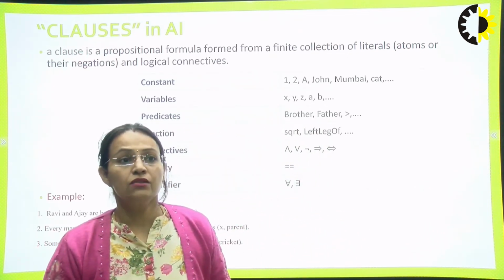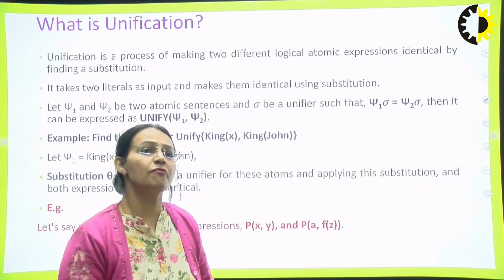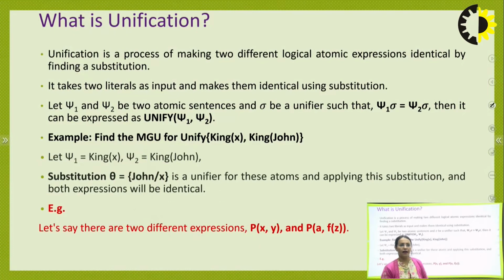Now the next is, what is unification? Unification is the process of making two different logical atomic expressions identical by finding a substitution. What this means is that, suppose as an example, P is a predicate having x and y as its parameters. Similarly, P is also having another two parameters, that is A and F(Z). Both these clauses have P as the common predicate between them, with the parameters x, y in one and A, F(Z) in the other.